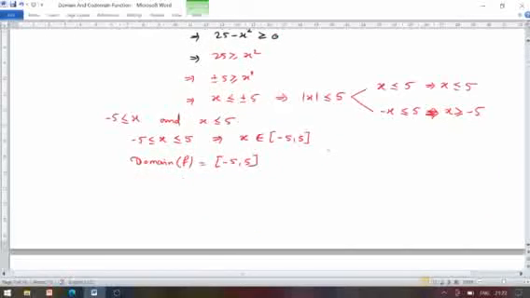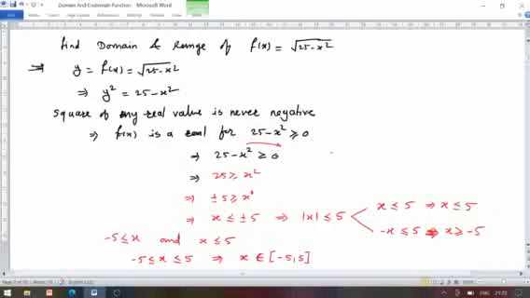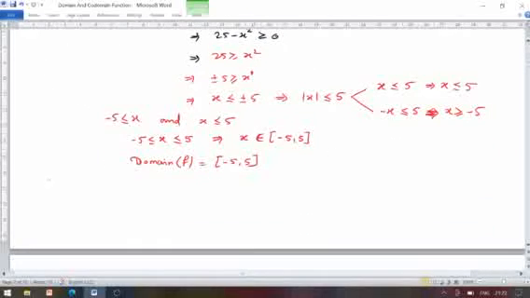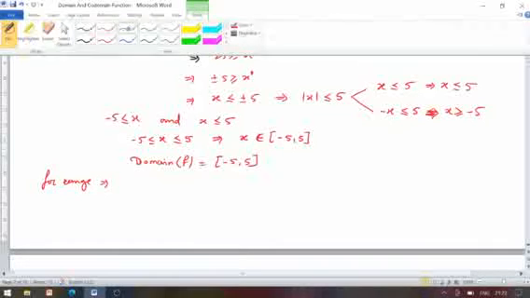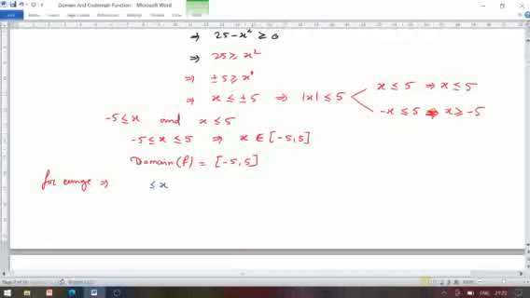Now we are trying to find the range for the same function. We have the condition on x, the domain: x greater equal minus 5 and less equal 5. Now we convert this in terms of the given function, 25 minus x square. Squaring on both sides, the x square value should be greater equal 0 and less equal 25.